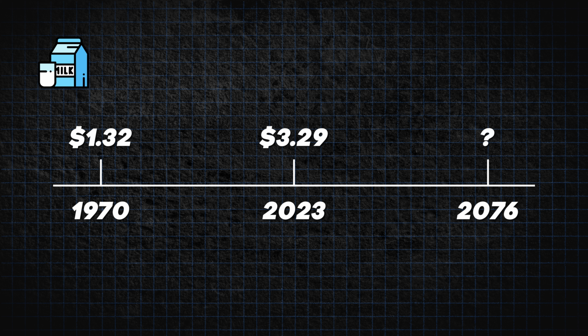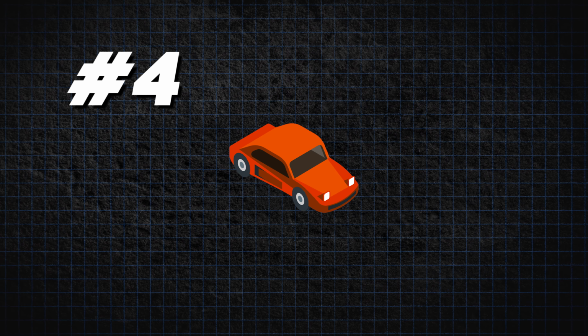1.74%. And if we plot that forward another 53 years, assuming similar advancements and similar inflation rate for a gallon of milk, then by the year 2076, in 53 years, 1 gallon of milk will cost $8.21. That's actually not too bad. But let's take a look at item number 4, which is a car.